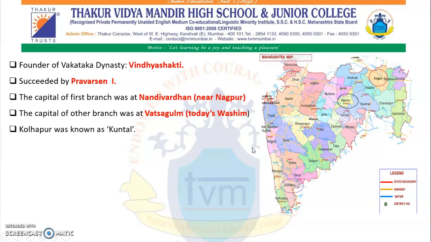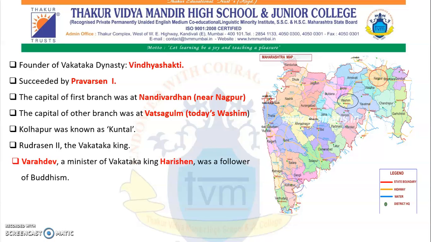We have read that the Gupta emperor Chandragupta II had married his daughter Prabhavati to Rudrasen II, and Rudrasen II was the Vakataka king. In this way, the Gupta emperors had very good relationships with these Vakataka kings. There was a minister whose name was Varahadev. He was a follower of Buddhism.